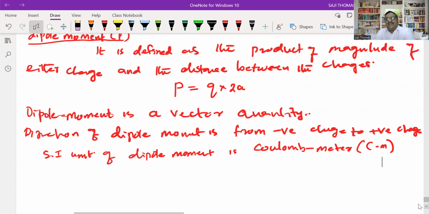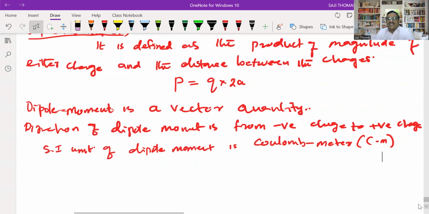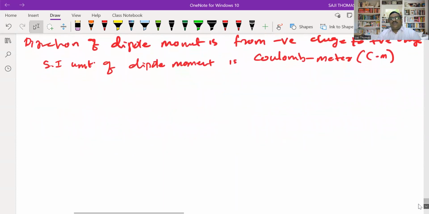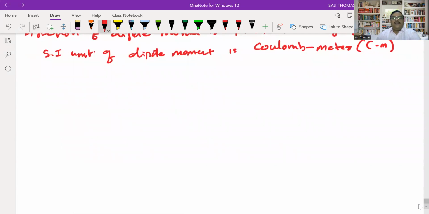Now we will discuss what will be the effect of the field if we place an electric dipole in a uniform electric field. We will see that the dipole will be rotating, or there will be a torque. The rotating effect is known as torque. There will be a torque acting on the dipole. So we will discuss it. Our next topic is torque acting on an electric dipole placed in an electric field, in a uniform electric field.